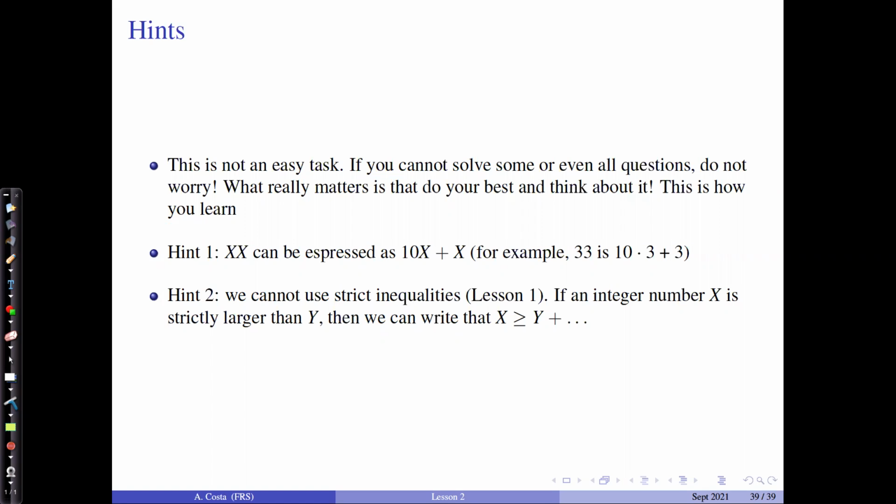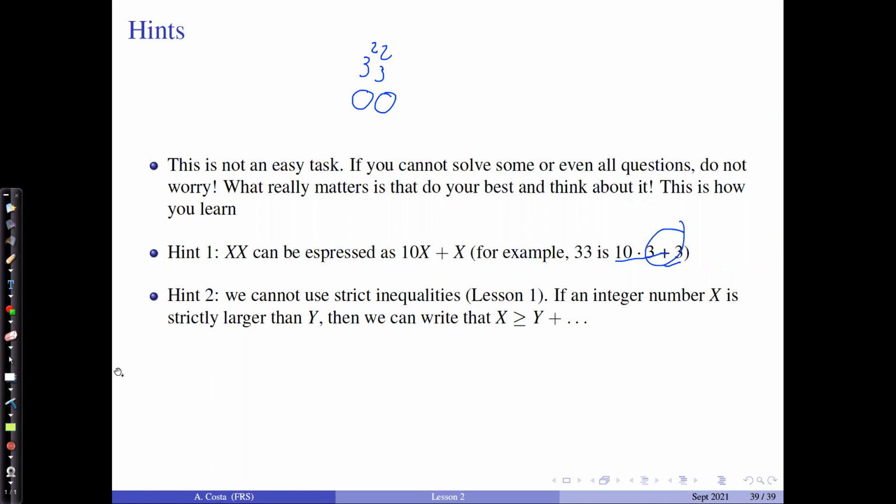The other hint I want to give you is that if you have a number where you have two equal symbols, like 33 or 22, how can you write it in a linear way? Because we are looking at linear problems. So 33, for example, is 10 times 3 plus 3, right? So if you see something like that, you know how to transform it into a linear expression.